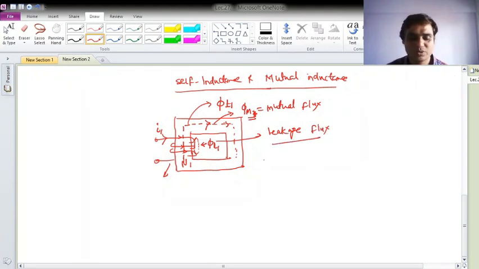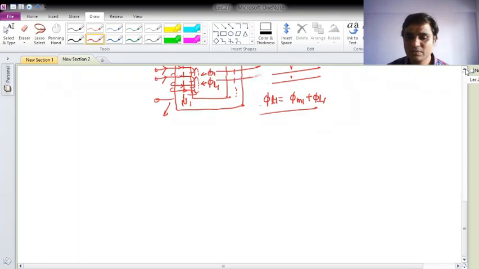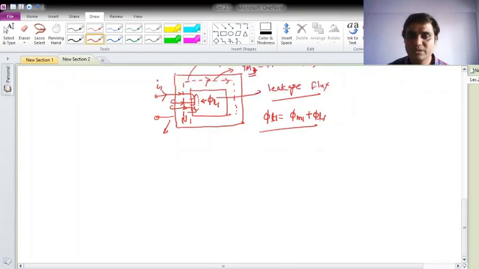So what can I say? Your total flux will be in terms of two things, that is phi m1, the mutual flux, and your leakage flux. Remember, when there are magnetically coupled coils, there are two terms, self inductance and mutual inductance, that we are going to define. Now this we define as mutual flux. Let me write it also. This is your mutual flux and this is the leakage flux.